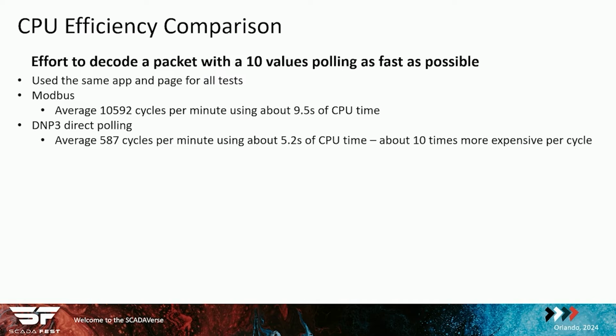If you take the time per cycle, DNP3 is now about 10 times more expensive because, in the one case, we only went through the loop once. We had the single value, and we had to decode what type it was and do the rest of the math on the packet from there. When you start doing it 10 times, you're going through that loop 10 times, and as you can see, looping through things actually grows your time in between. So that's another example of the CPU efficiency comparison.